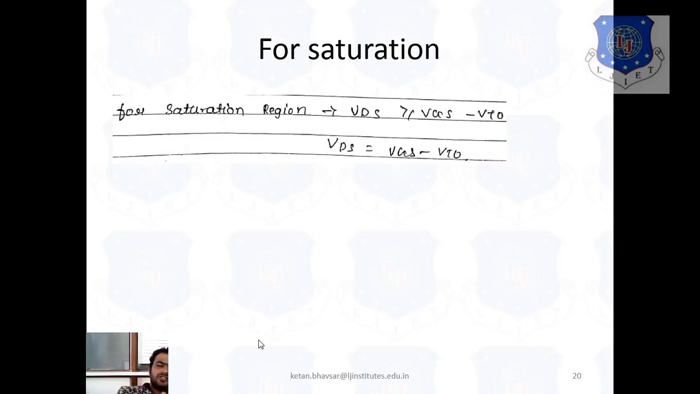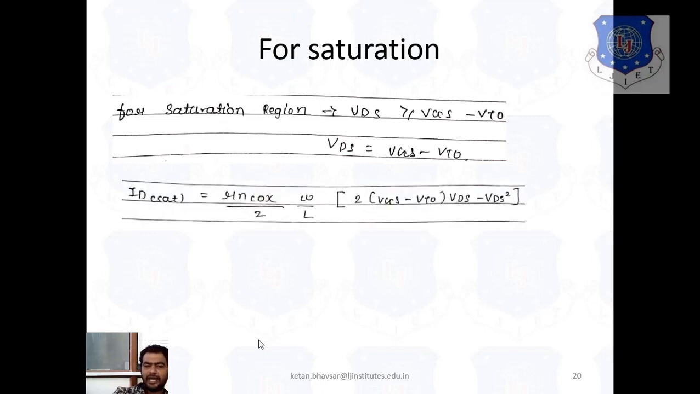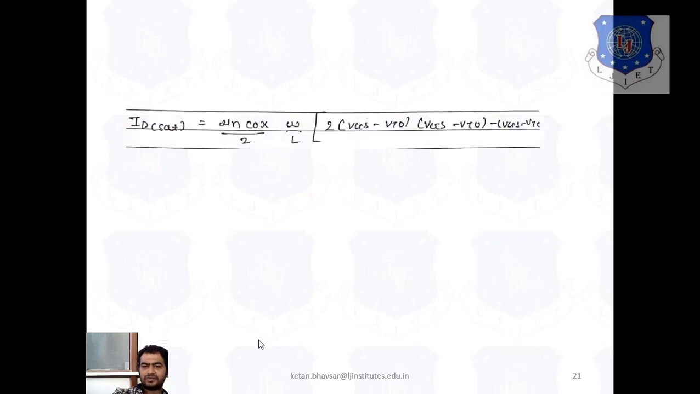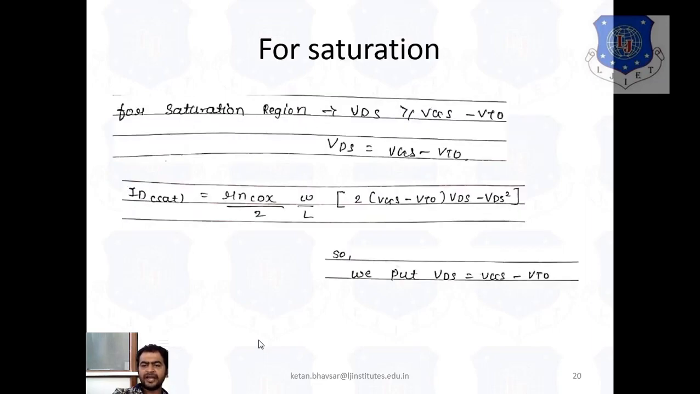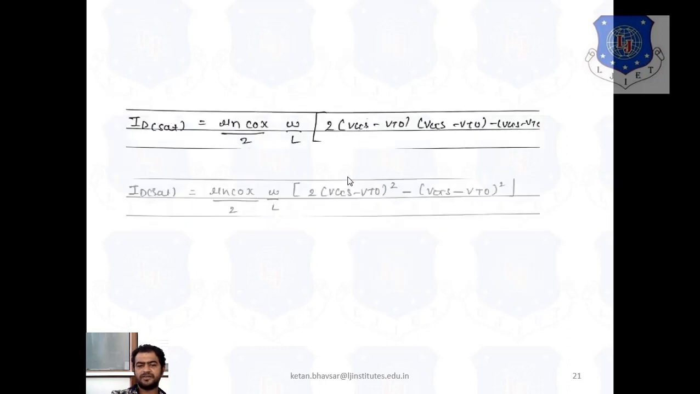For saturation, we have the condition VDS greater than or equal to VGS minus VTO. So ID saturation is equal to mu n Cox by 2, W by L, 2 (VGS minus VTO) VDS minus VDS square. So what exactly did we do? We put VDS equal to VGS minus VTO, because, as we already saw, in this scenario VDS is equal to VGS minus VTO. So simply we put VDS equal to VGS minus VTO in this equation.